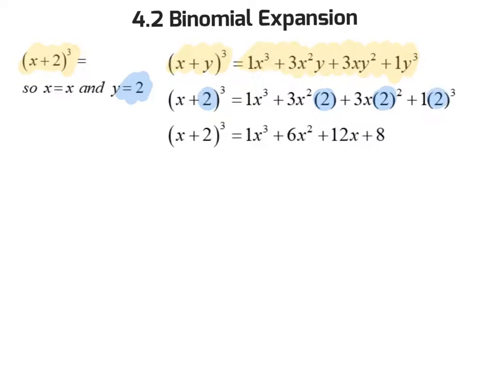So you'll notice that 3 times 2 becomes 6. The 4 times 3 became 12. And 2 times 2 times 2 is 8. So we don't expect any y values, because if we have x plus 2 to the 3rd power, it should only have x's in it, and there it is. That's a nice way to expand that out.